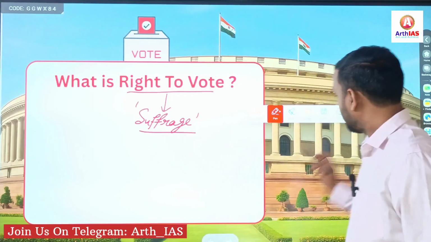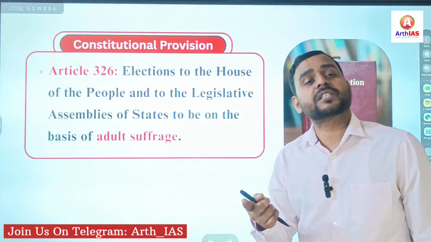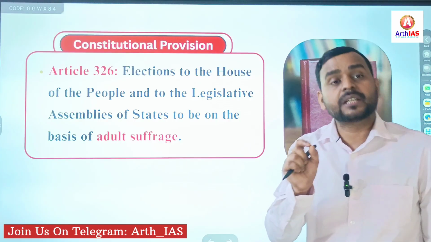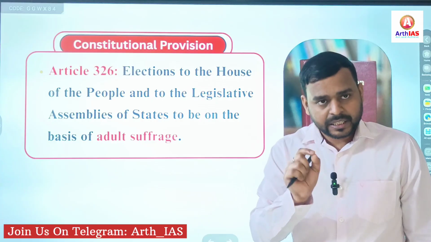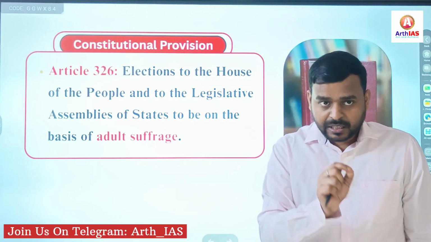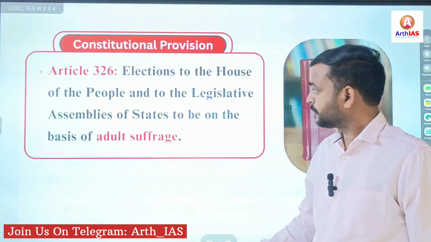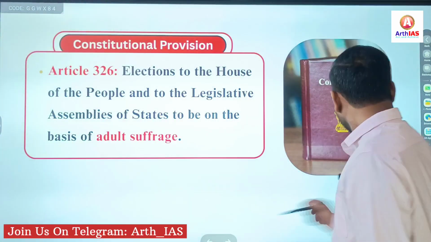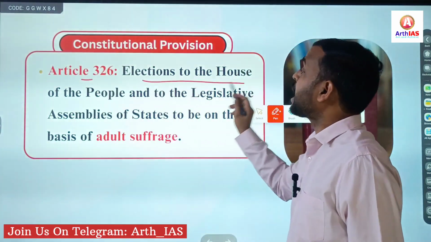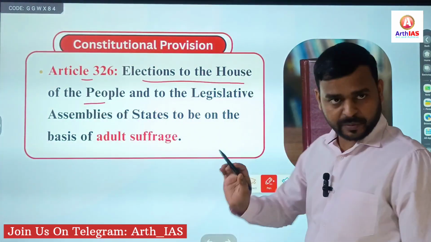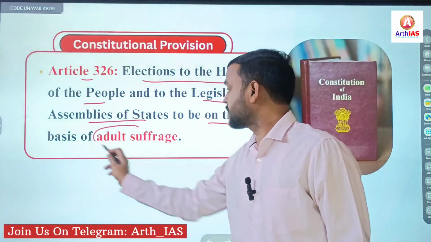Simple. Now here, first we will discuss the constitutional provisions, then we will discuss the statutory provisions, meaning the Representation of the People Act 1950 Section 16 and Section 19, then Representation of the People Act Section 62, right? So first we will start from the constitutional provision. Article 326 of the Indian Constitution simply says that elections to the House of the People, Lok Sabha, and to the legislative assemblies of a state are to be on the basis of adult suffrage.